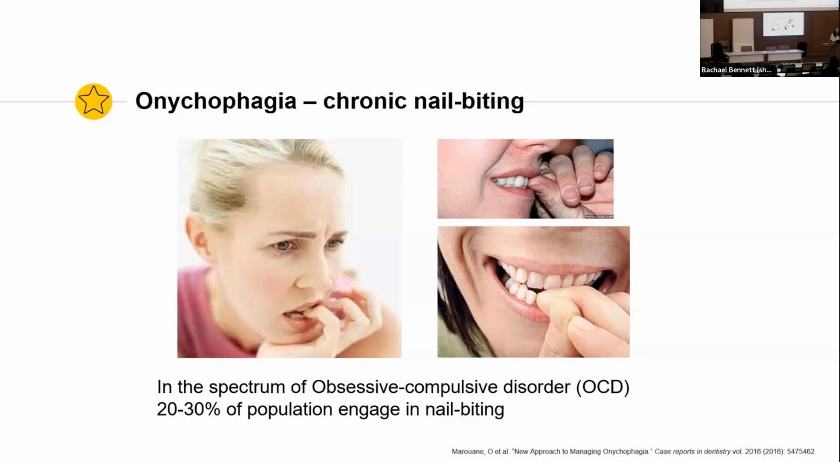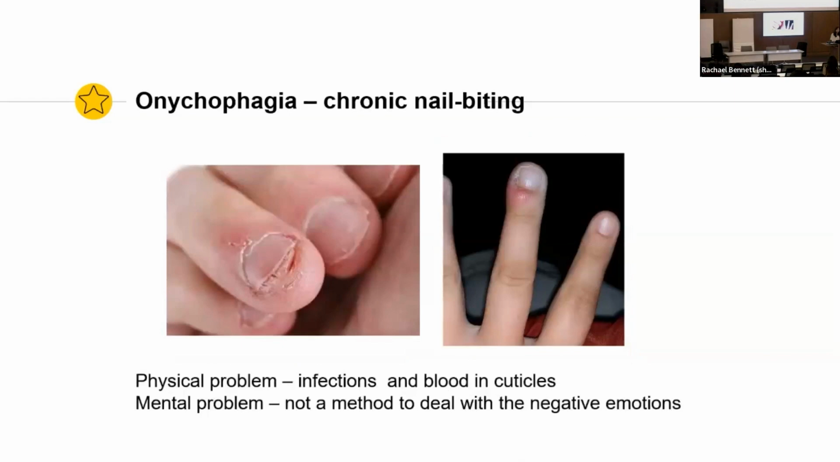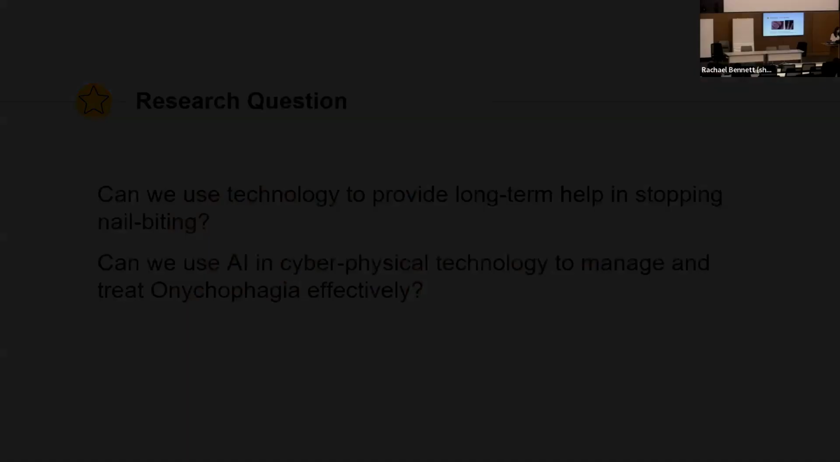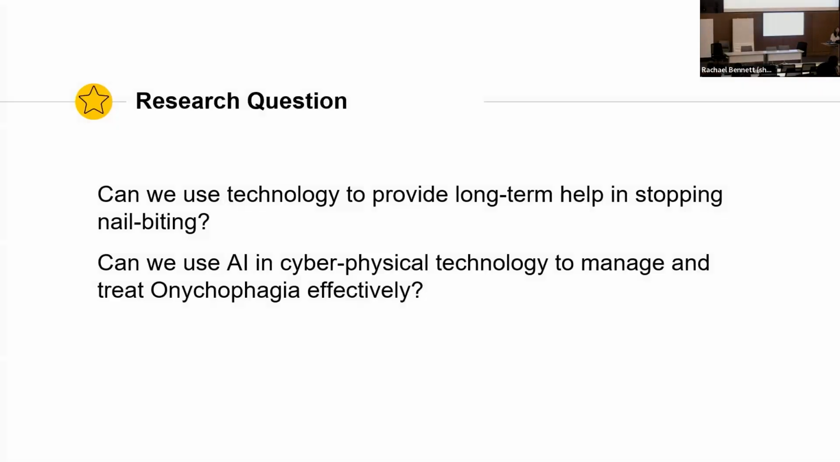But if you take it to the extreme, then this is how the nail will look. It's a little gross. So there are infections around the nails and blood in cuticles. And so these are what nail biting causes for the physical problem, but the mental problem is that it doesn't actually solve the negative emotions that people feel. So our research question is, can we use technology to provide some long-term help in stopping nail biting? And can we use some AI in the cyber physical system to manage and treat onychophagia effectively?